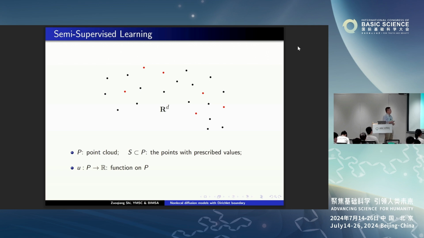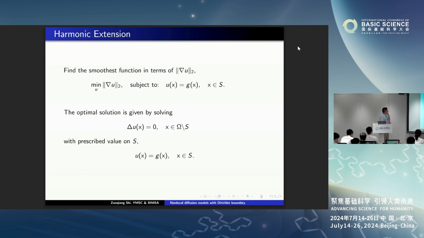And this is a typical formulation of semi-supervised learning. One approach is, in some sense, an interpolation problem, right? But this is an interpolation in a high-dimensional unstructured point cloud. One approach is that we just want to find the smoothest function to interpolate the given points. And we need a measurement of the smoothness. One of the simplest measurements of the smoothness is the L2 norm of the gradient of this function.